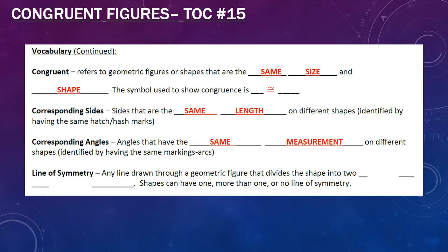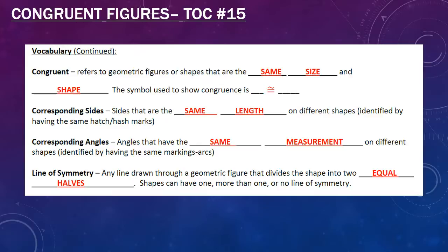The last vocabulary word that you need to know is line of symmetry. This refers to any line drawn through a geometric figure that divides the shape into two equal halves. Under equal, I want you to write the word identical. So not just equal, but identical halves. That means you could take that shape and fold it in half, and you would have matching patterns or matching sides that would line up identically.